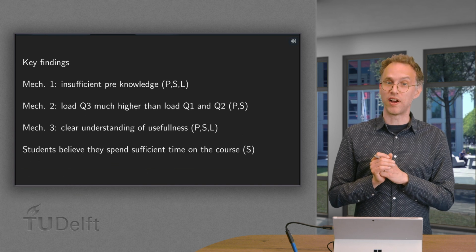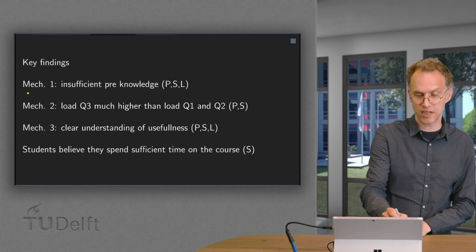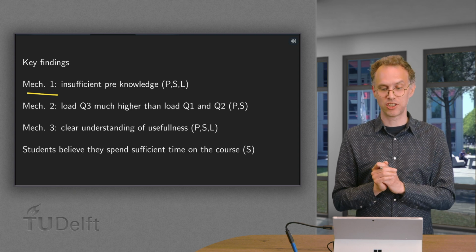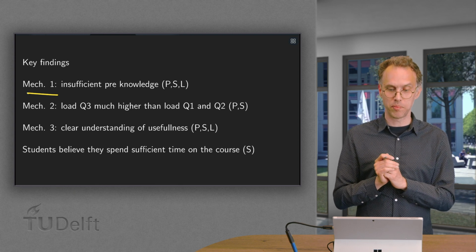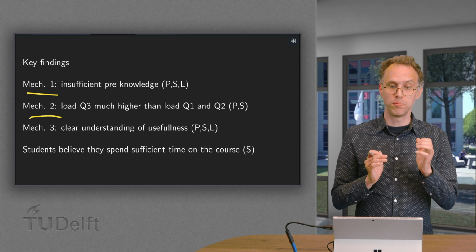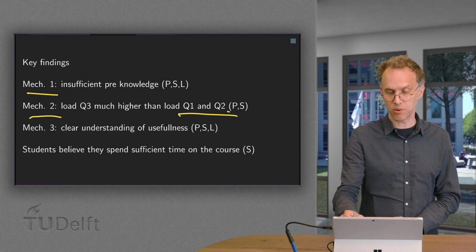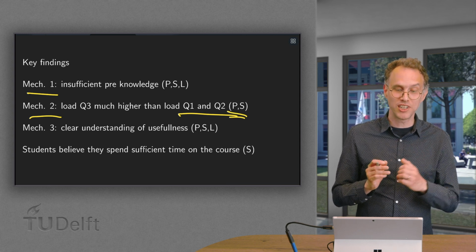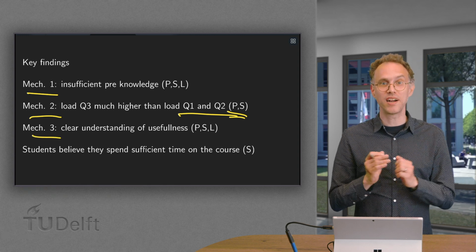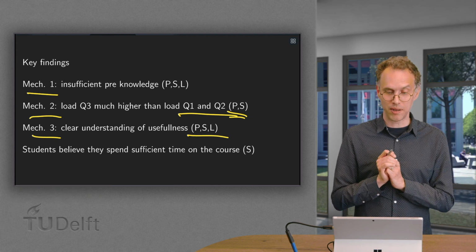Then, what did we find out? Mainly from the survey. Very important first mechanism, insufficient pre-knowledge, reported by the program and the students and the lecturers themselves. That is a key problem. And second, a key problem is that the load in the third quarter is much higher than in the first and second quarter of the same year. Also same stakeholders reporting this. Fortunately, the third mechanism does not play a role. The students have a very clear usefulness of the course, everyone reporting this. So we are very happy about the third one.